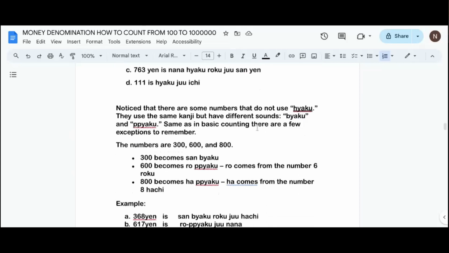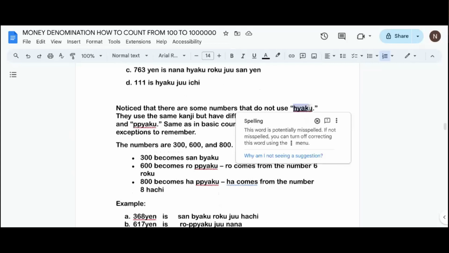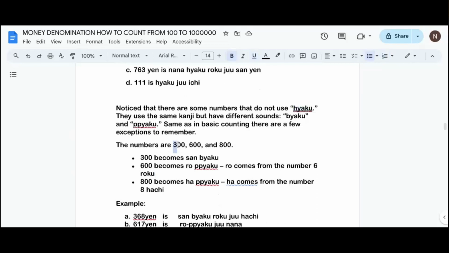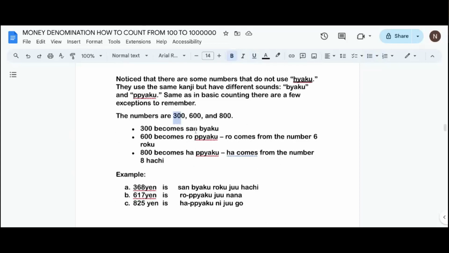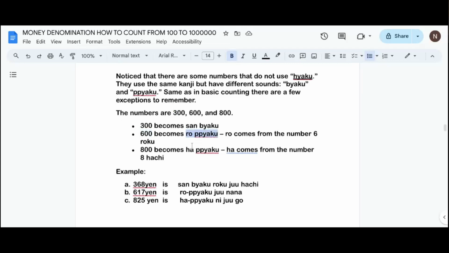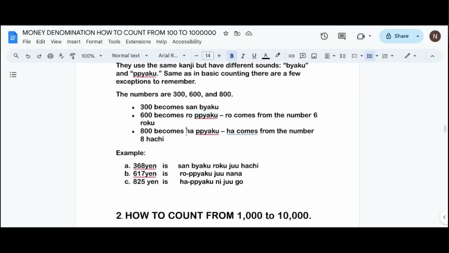Now again, there are exemptions. For the hyaku, we have 300, 600, and 800. The 300 becomes byaku, sanbyaku. The 600 becomes roppyaku. For the 800, again, happyaku. Okay? So remember the exemption.